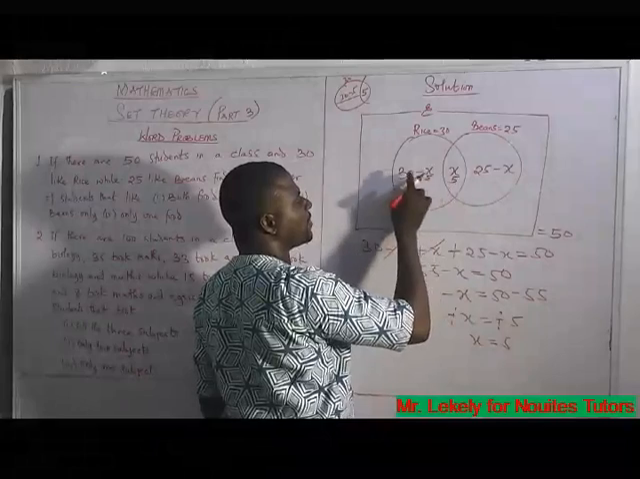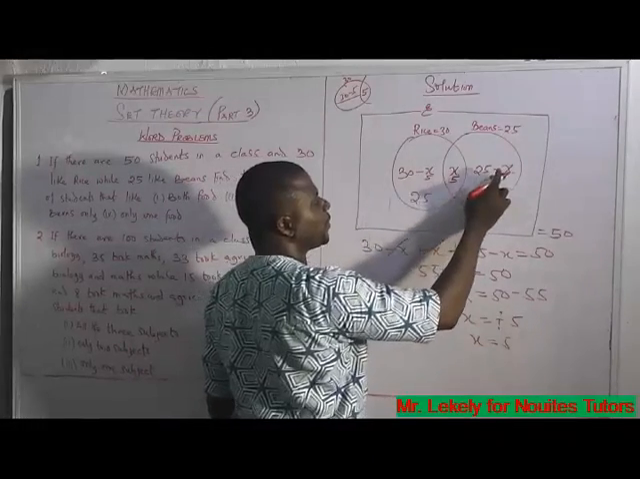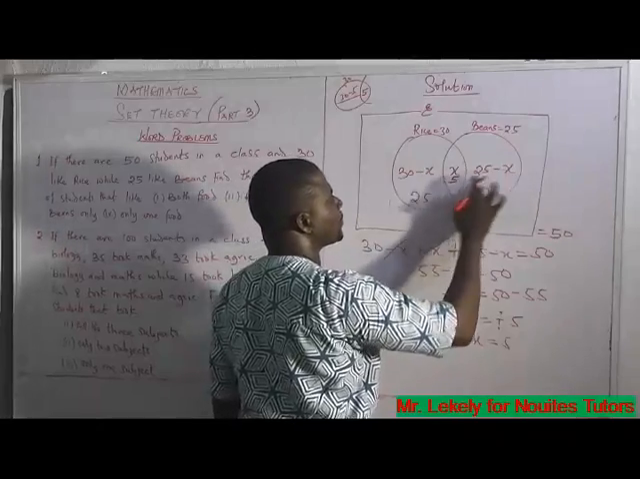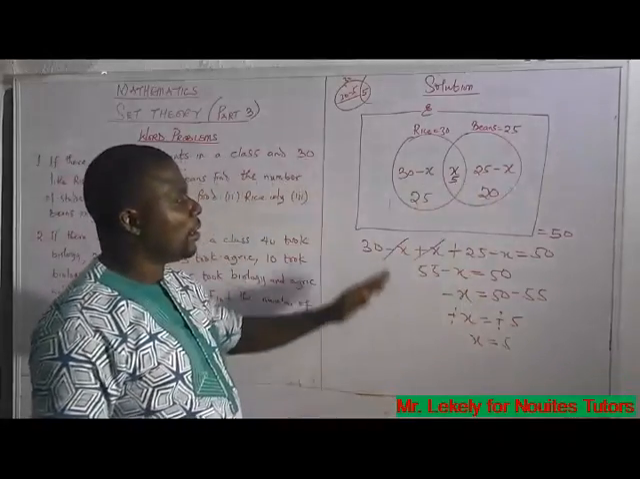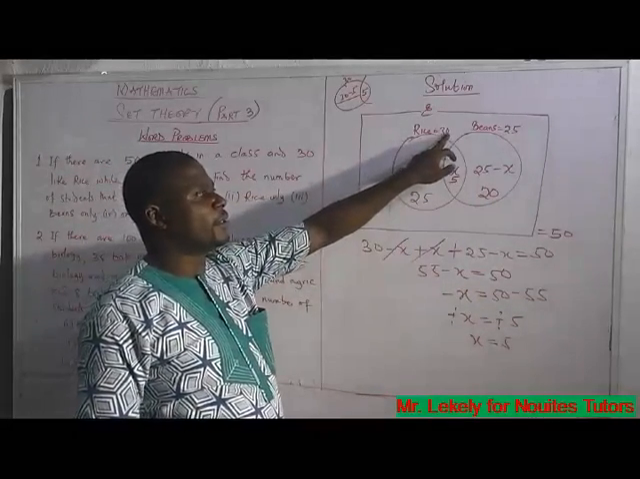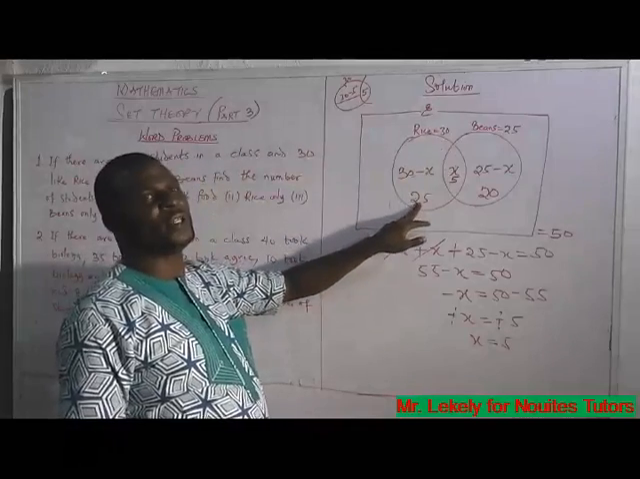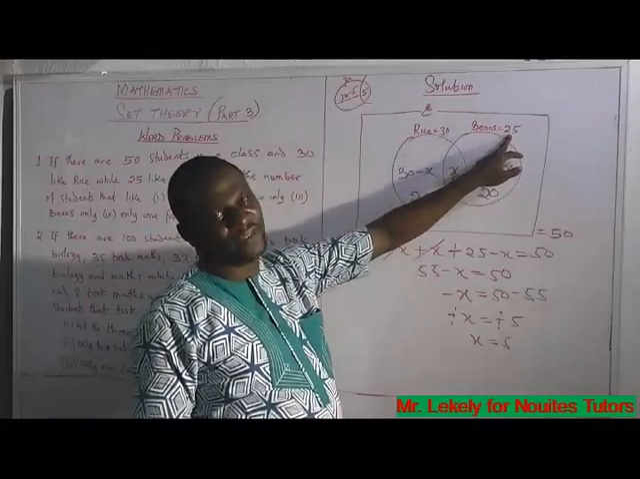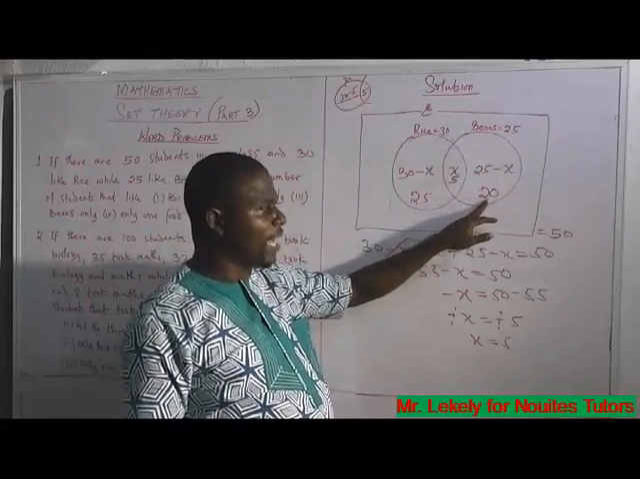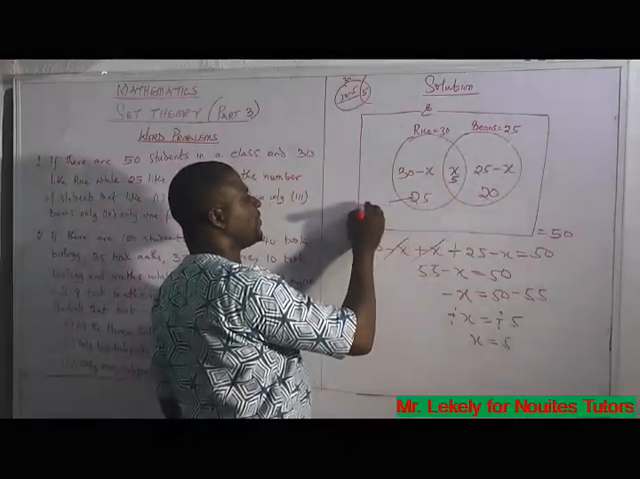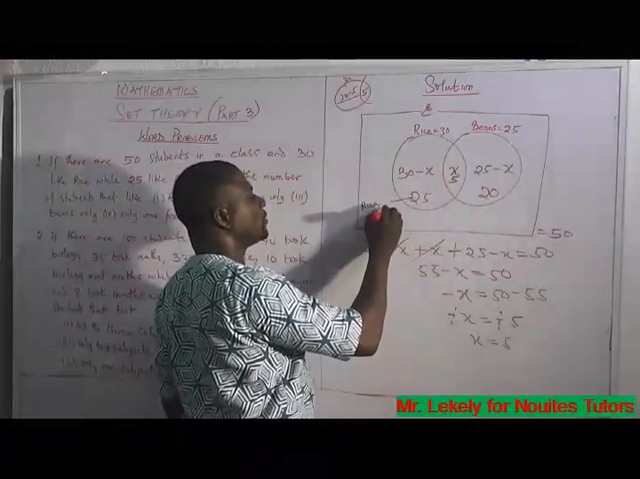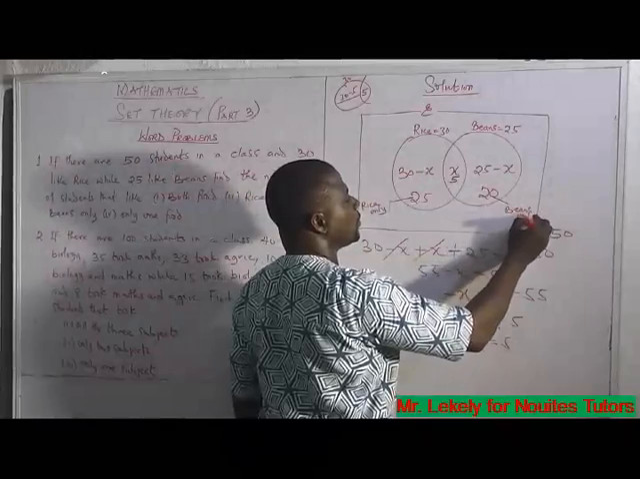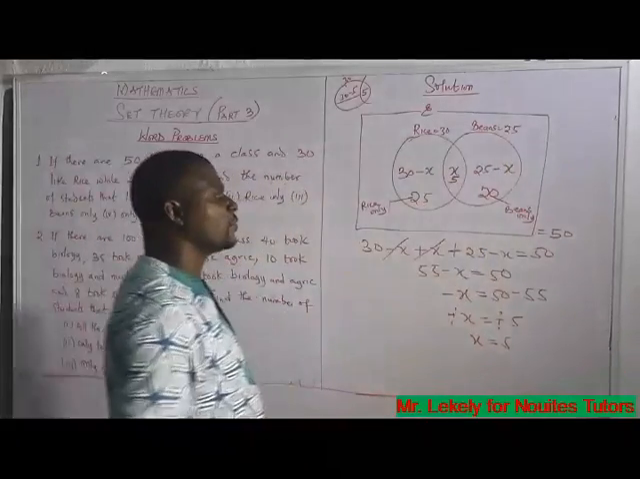If you put the 5 here, 30 minus 5 will be what? 25. If you put the 5 here, 25 minus 5 is 20. So those that like rice are 30. Those that like rice only are 25. Those that like both foods are 5. Those that like beans are 25. Those that like beans only are 20. So this 25 is rice only, after you have deducted. This one is beans only. Beans is different from beans only. You have to get that.